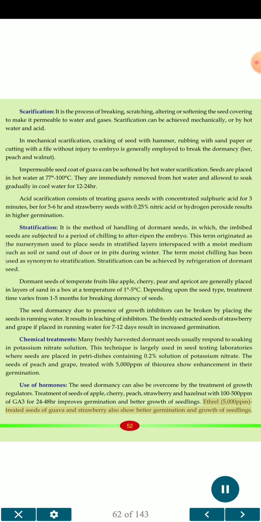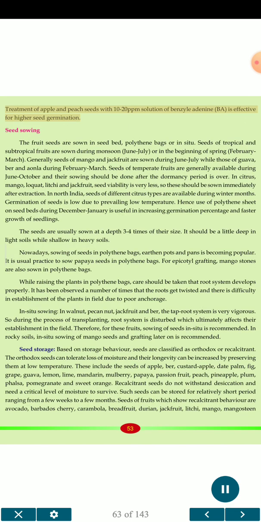Ethrel, 5000 ppm, treated seeds of guava and strawberry also show better germination and growth of seedlings. Treatment of apple and peach seeds with 10 to 20 ppm solution of benzyl adenine, BA, is effective for higher seed germination. Seed sowing.